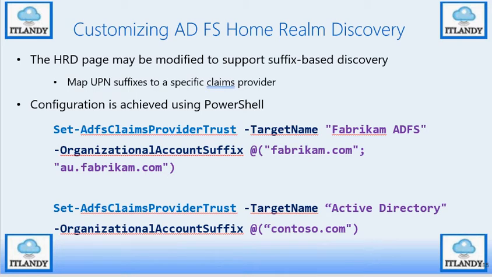The HRD home page may be modified to support suffix-based discovery. Map UPN suffix to a specific claim provider. Configuration is achieved using PowerShell. Set-AdfsClaimsProviderTrust, where the target name is the domain name and the organization associated with it. Then set the provider trust.